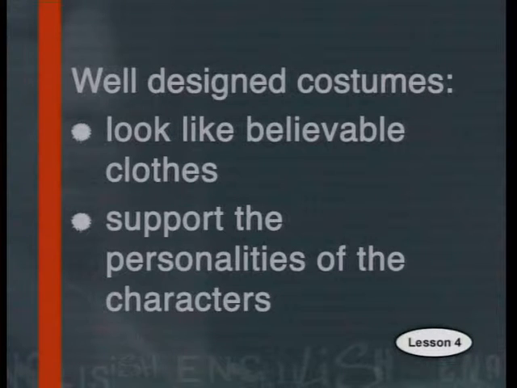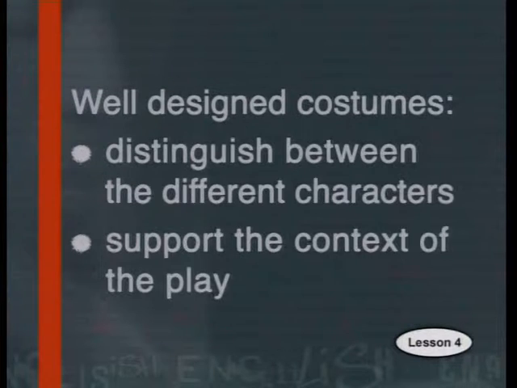Let's recap the important things about costume design. A good costume will not look like a costume. It will look like actual clothes on the character. A good costume will also support the personality of the character, and it distinguishes that character from all the other characters. Costumes must also support the context of the play by showing something appropriate for the time period and the economic situation of the characters.